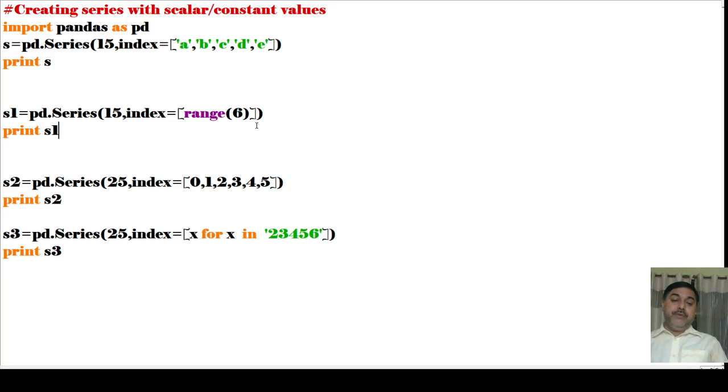The last one, notice it very nicely. What has been done in S3? pd.Series 25. Then I have done an indexing X for X in 2 3 4 5 6. So this is what I have done, a for loop. In the for loop we are going to work on this. So let us run and see the particular output.